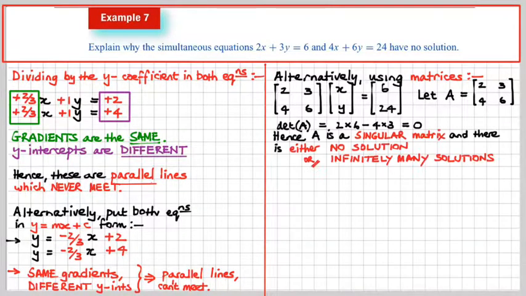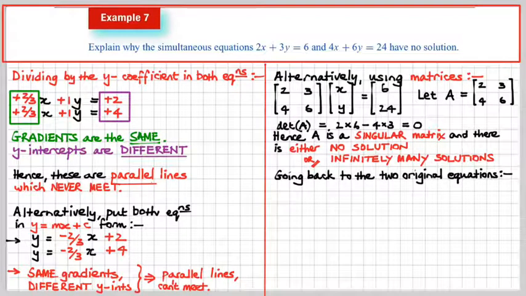So therefore, hence A is a singular matrix, and there is either no solution or infinitely many solutions. We don't know which until we go into a little bit more detail and examine those equations closely, which is what I did over here anyway, okay?